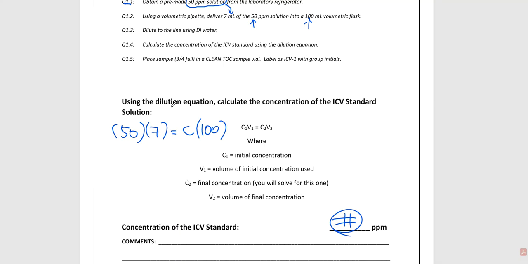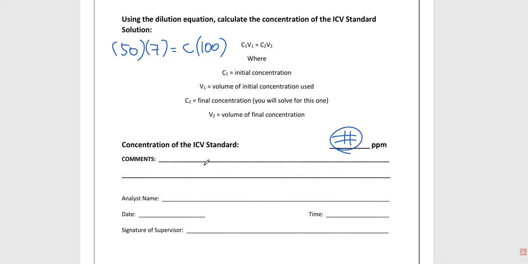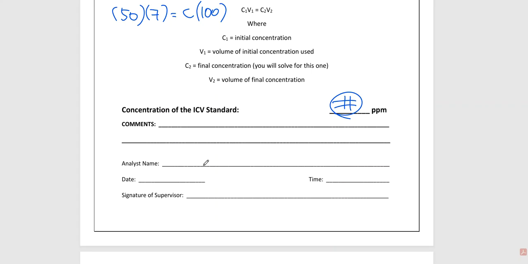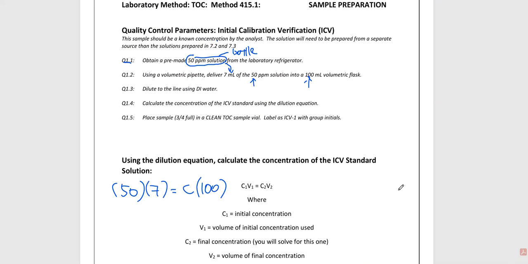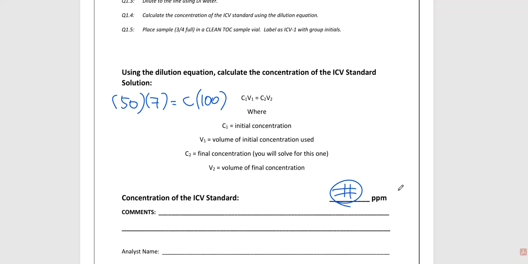Just as before, comments are there at the bottom. Sign it, date it, time it, and then someone's going to double check your math, and they're going to be like, yeah, that looks good, great job, and they're going to sign off. All right, so that's that form now taken care of. ICV, check.